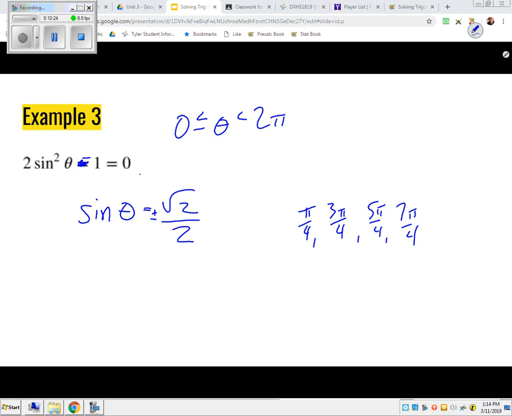That make sense? No? Where'd I lose you at? Add 1. Divide by 2. Take the square root of both sides. You get square root of 2 over 2.